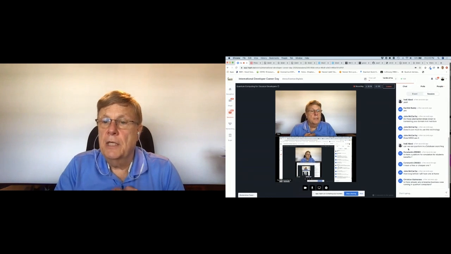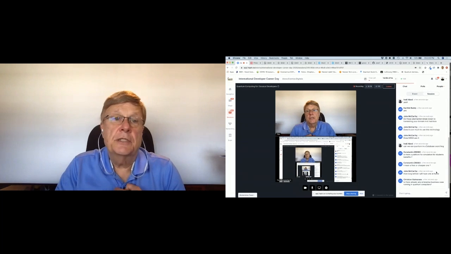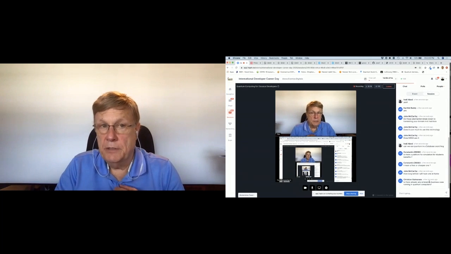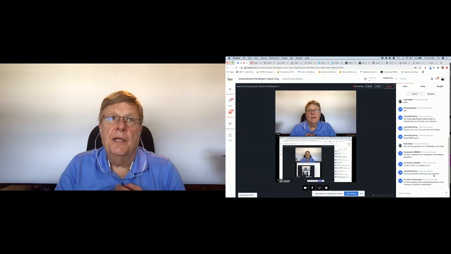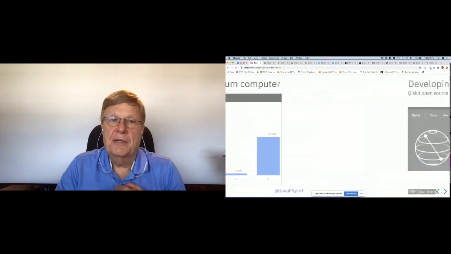Eddie says, can we use quantum computing in database searching? Yes, Grover's algorithm is good for unstructured searches. Anybody can search a structured database, like a sorted database, but quantum computing has a way of doing an unstructured database faster.